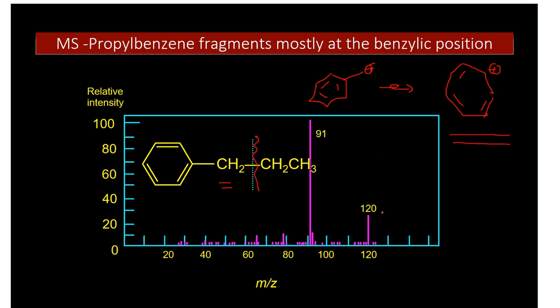So this is your molecular ion here, 120, but note the base peak, i.e. the most abundant peak, 100% relative intensity, is at 91.